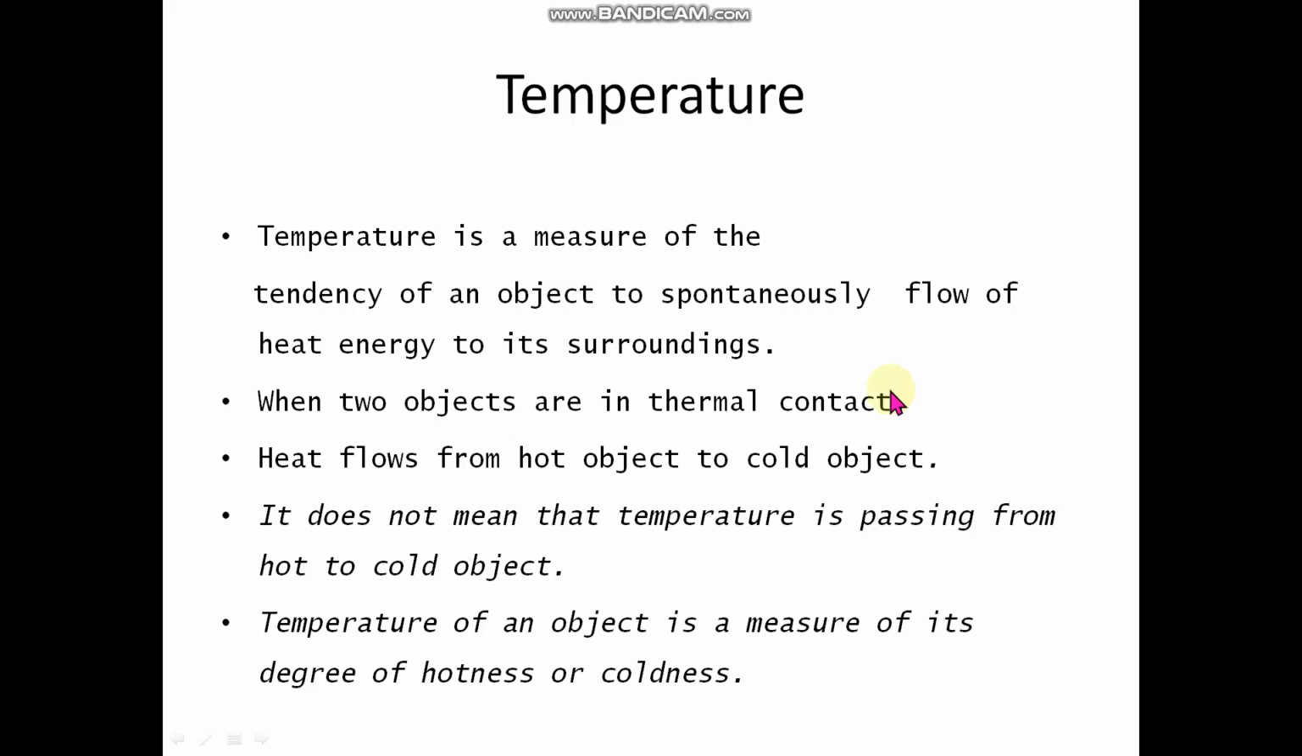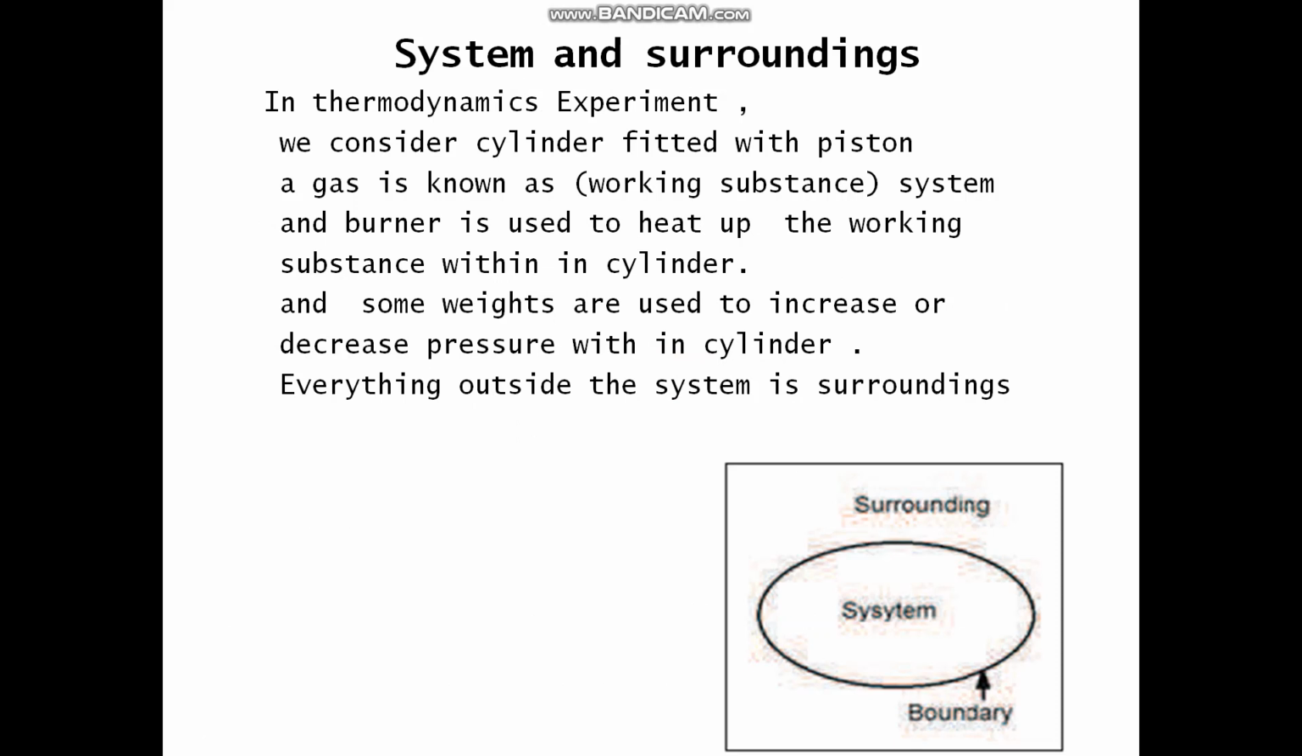Now the second important thing is temperature. Temperature is a measure of the tendency of an object to spontaneously flow heat energy to its surroundings. In this case, the system has its own temperature and the surroundings have their own temperature. Further, the working substance at a higher temperature is known as the source, and the surroundings at a lower temperature are the sink.